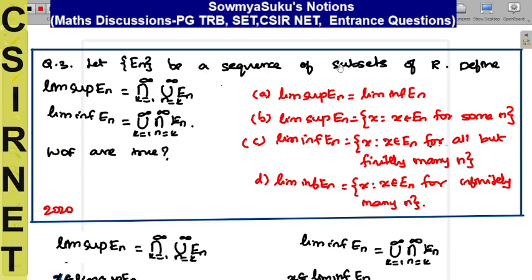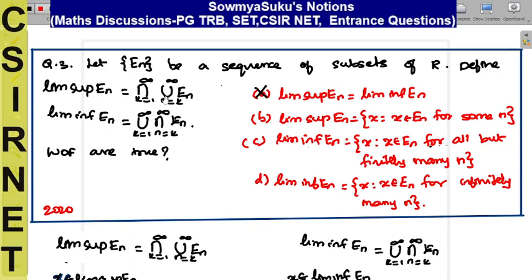Let En be a sequence of subsets of R. Define these two, limit supremum and limit infimum. Which of the following options are true? So here R is given, which is not defined as whether it is convergent or divergent. The first option is true only for the convergent series. Limit supremum equal to limit infimum is possible only for the convergent, but in the question it is not given whether it is convergent or divergent. So accordingly we can say that the first one is the wrong option. Let's check the other options.